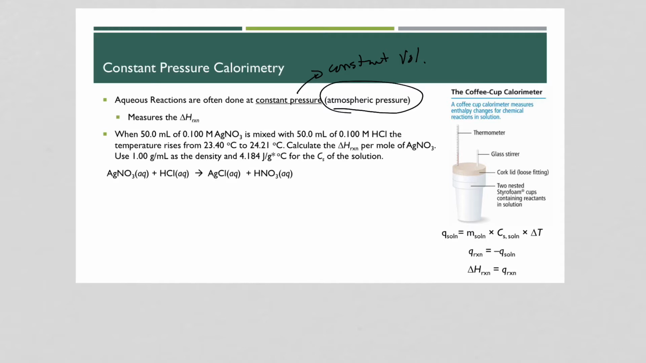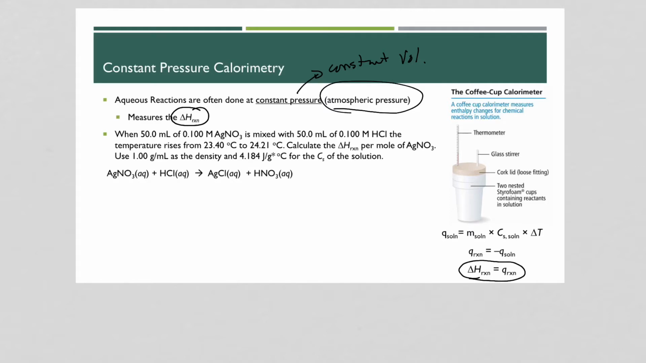But the key is the constant pressure. And this allows us to measure the enthalpy of the reaction, because remember, at constant pressure, the Q, which we measure directly, is equal to the enthalpy change.